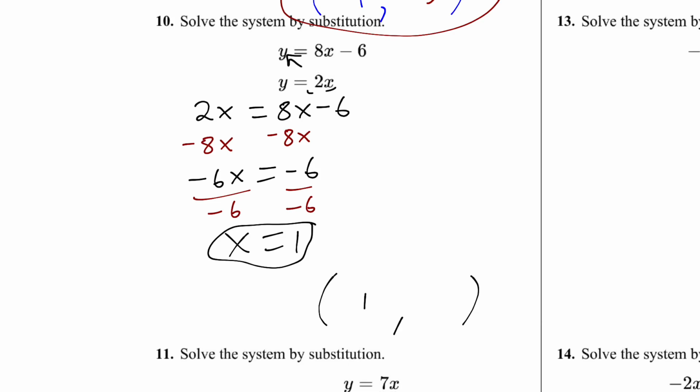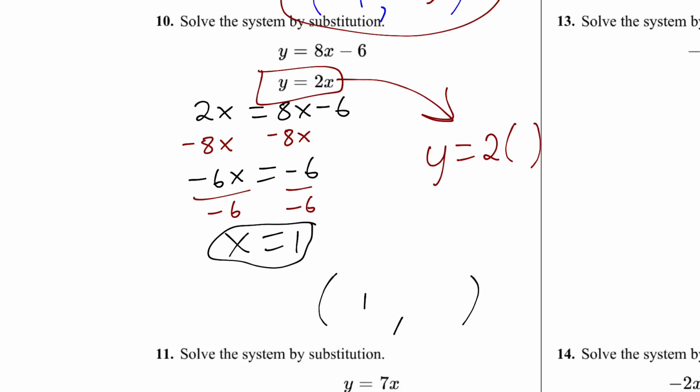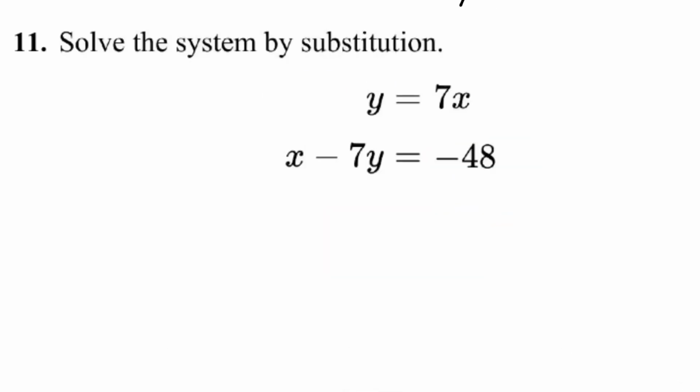And let's go back to the original equations and think about using the smaller one. So if I have y is equal to 2 times x, I could put parentheses there instead of an x, and I'll put a 1. This tells me that y is equal to 2, and there's my final answer. Number 11 changes the problem.